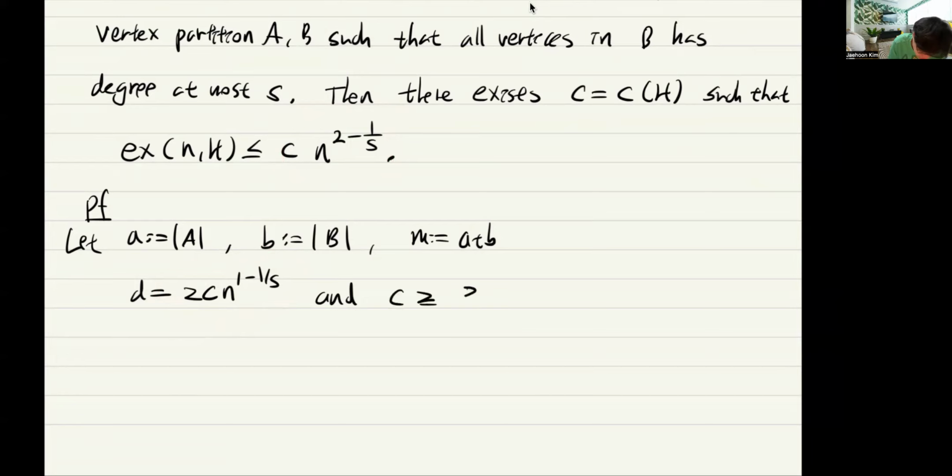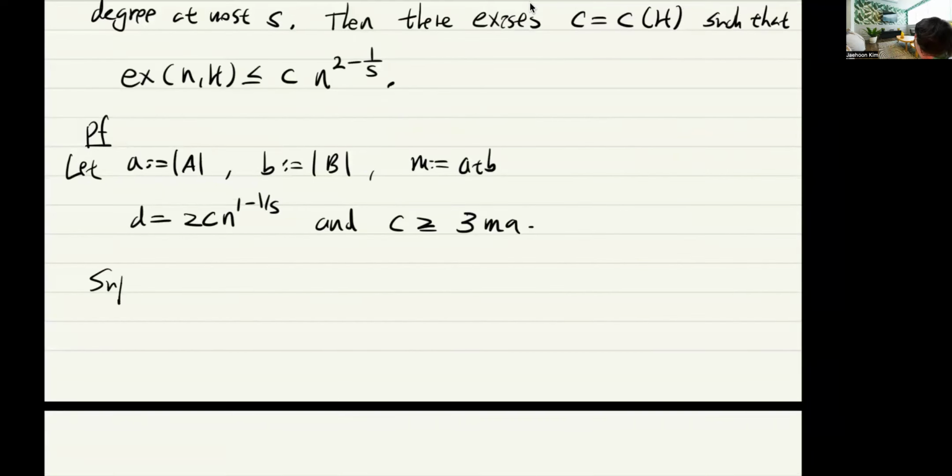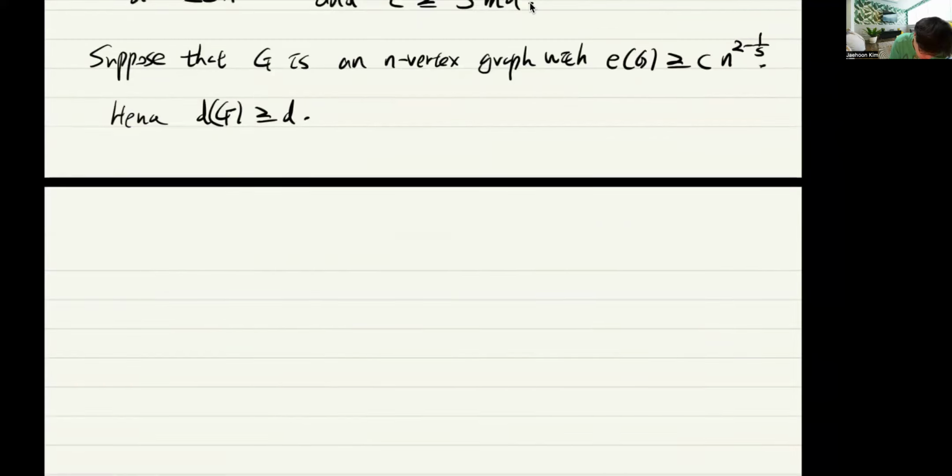Let's say C is bigger than 3 times m a. With this choice, suppose that we have a graph G, an n-vertex graph with C times n to the 2 minus 1 over S edges. Hence, the average degree is bigger than D. Then we have to check the condition for the dependent random choice lemma. So we can compute this.